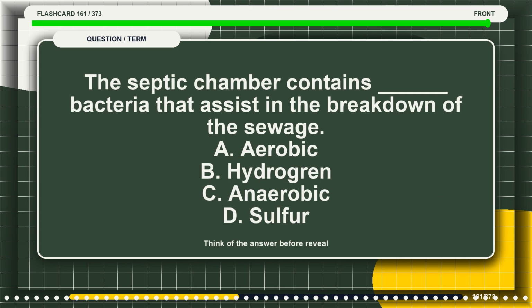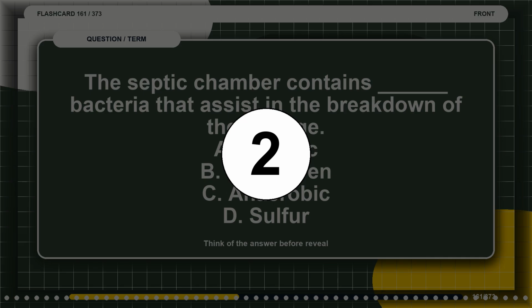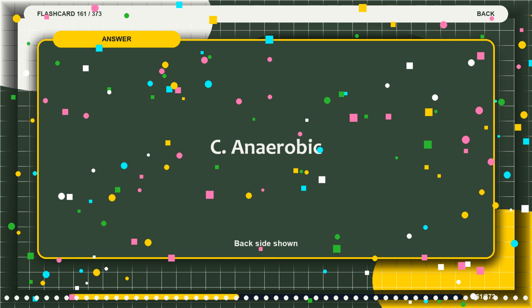Flashcard 161. The septic chamber contains blank bacteria that assist in the breakdown of the sewage. A. Aerobic. B. Hydrogen. C. Anaerobic. D. Sulfur. Think of the answer before the reveal. The answer is C. Anaerobic.